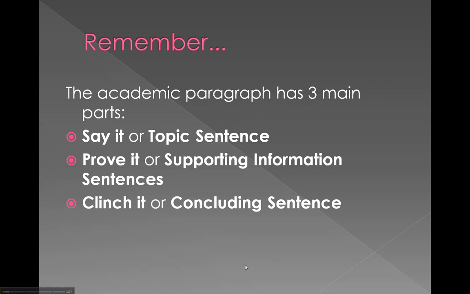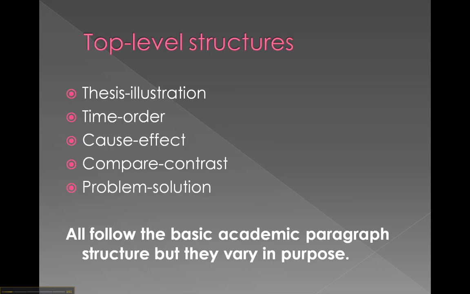So if we remember, the basic academic paragraph structure has 3 main parts: the say it or topic sentence, the prove it or supporting information sentences, and finally the clinch it or the concluding sentence. So what we can do with that basic structure is look at different patterns that still fit in, that still follow that basic academic paragraph structure, but they have different purposes.